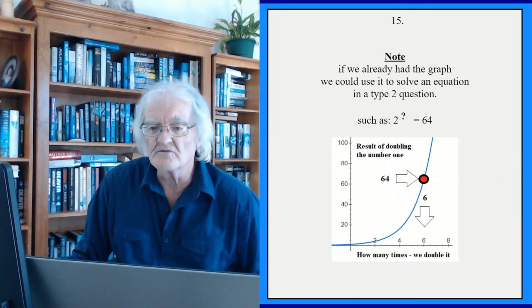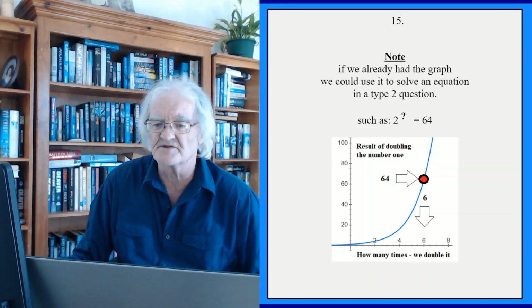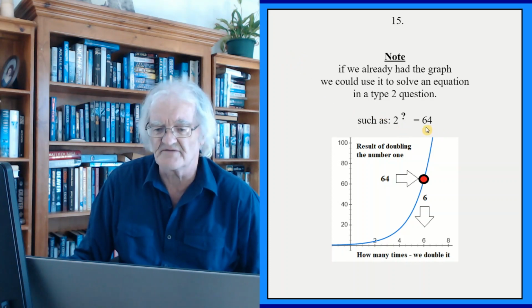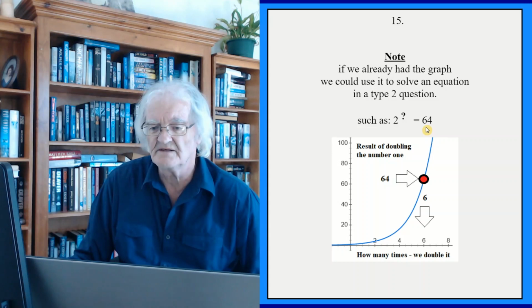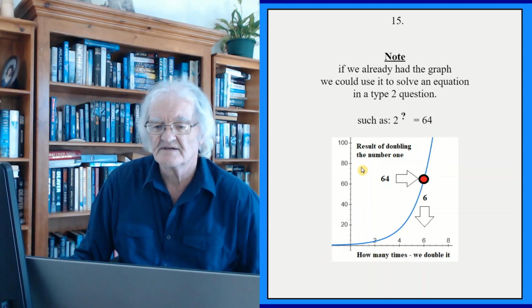Note that if we already had the graph, we could have used it to solve the equation in a type 2 question. If we wanted to solve the equation 2 to some power equals 64, what is the power? We could refer to a graph. Begin with the result, 64, and find out what the input was. We had to double 6 times.